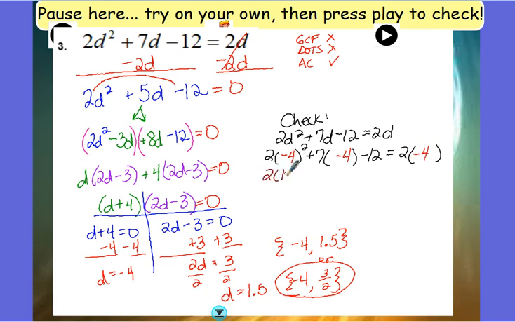So 2 times 16 minus 28 minus 12. Does that equal negative 8? So 32 minus 28 minus 12, does that equal negative 8? And it does. Now I would check again, but this time for our other solution, 3/2. To check this solution, I suggest you use your calculator and you type in the fraction inside parentheses, and it will work out.